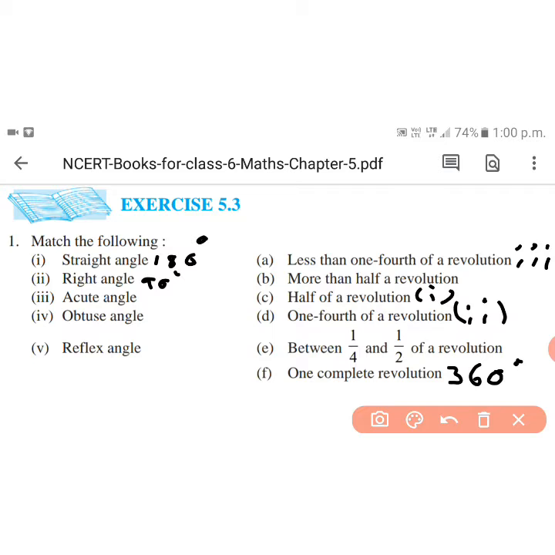Four. Obtuse angle. Obtuse angle is greater than right angle but smaller than straight angle. So between 1 by 4 and 1 by 2 of a revolution. 1 by 4 is right angle, 1 by 2 is straight angle. Five. Reflex angle. Reflex angle is greater than straight angle. Straight angle is 180 degree. Reflex angle is greater than 180 degree. So more than half of a revolution.